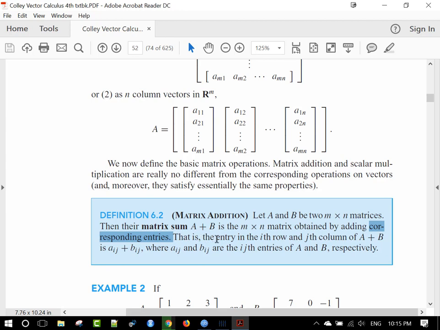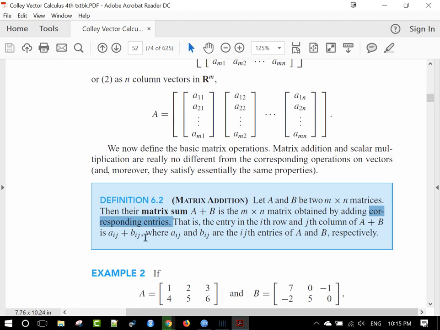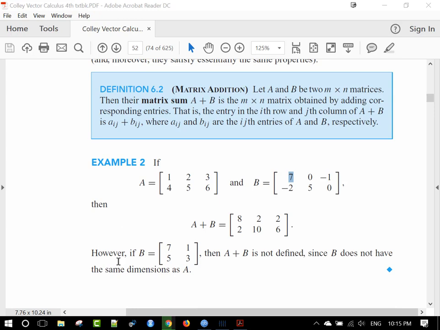That is, the entry in the ith row and jth column of the result comes from the ith row and jth column entry of the first matrix plus the ith row and jth column entry of the second matrix. So in other words, where does this 8 come from? It comes from this entry plus this entry. But they have to have the same dimensions to add them.